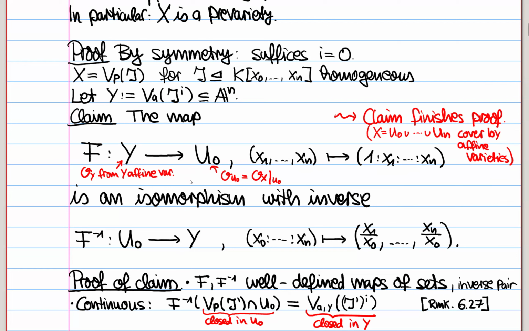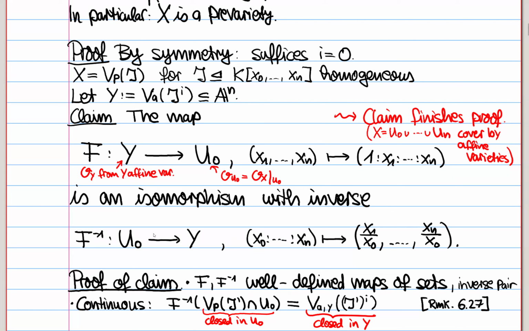And the claim is that this here is an isomorphism with inverse given by the thing that we know, that somehow you take these quotients here. So you're allowed, of course, to divide by x_0 because you required it not to be 0. So this is a well-defined map in the other direction.